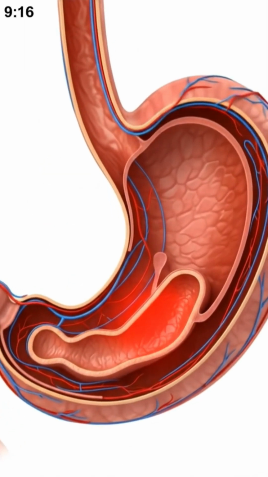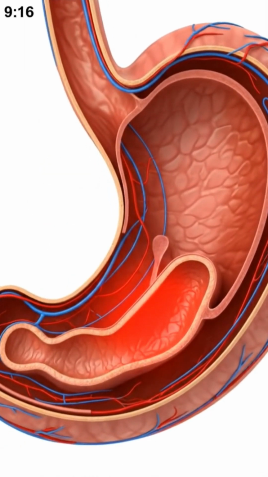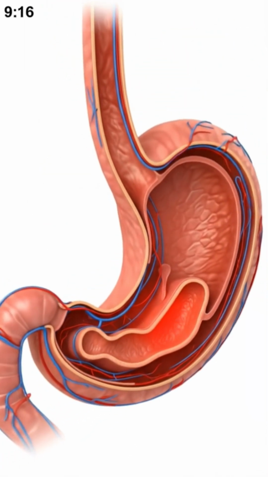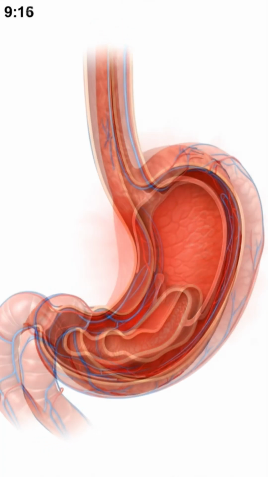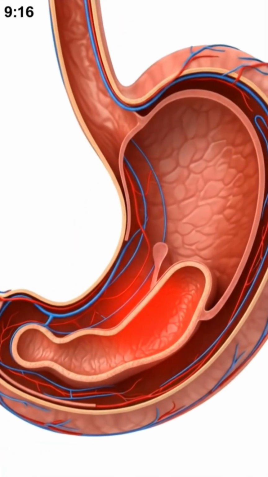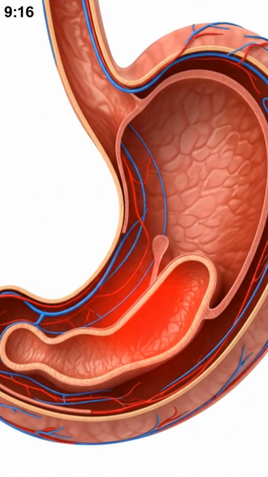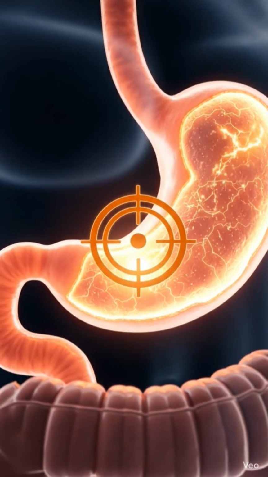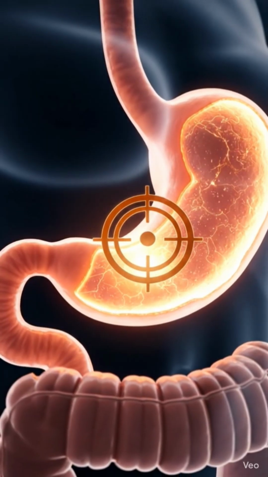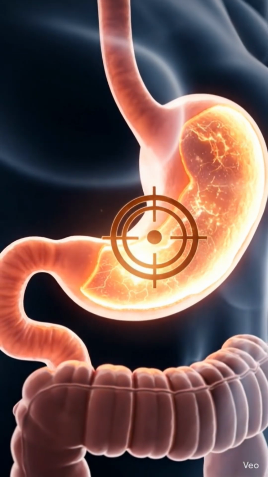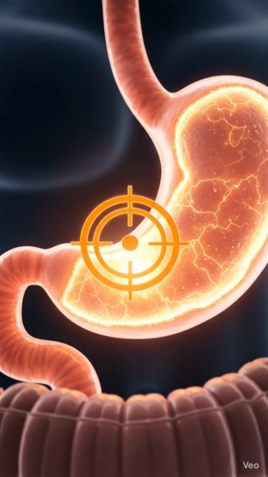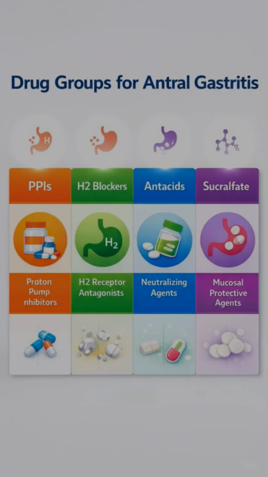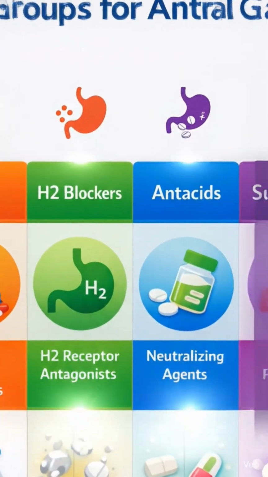Step 1 is defining the diagnosis. In this case, the diagnosis is antral gastritis, precipitated by smoking, alcohol, spicy food, and stress. The therapeutic objectives are to relieve pain and burning, heal the gastric mucosa, and prevent recurrence, such as GERD or peptic ulcer disease. Next, we list the effective drug groups.